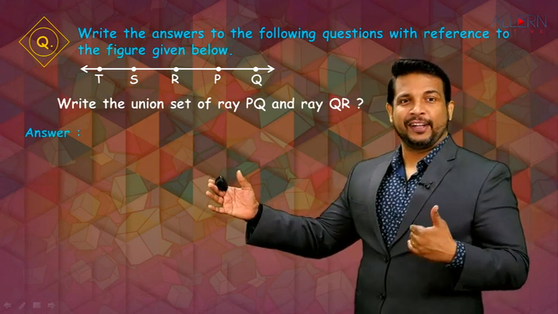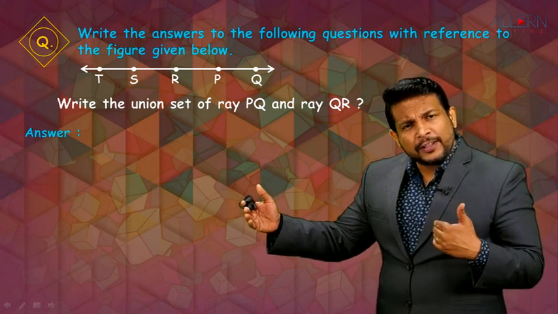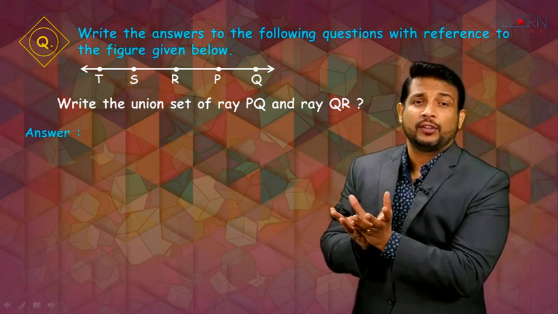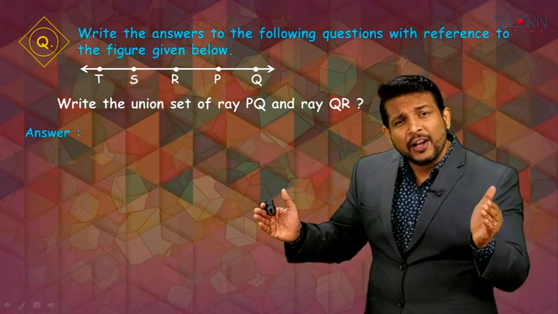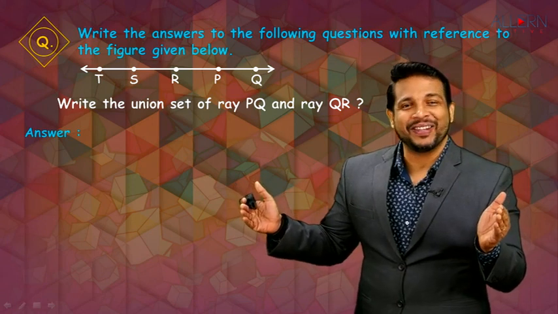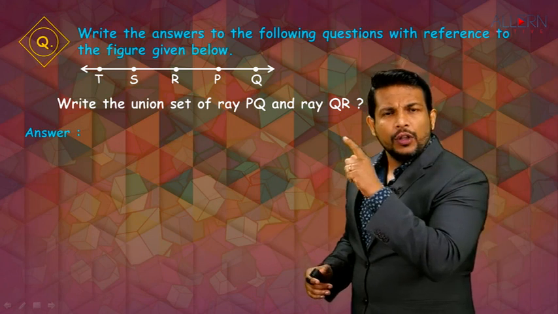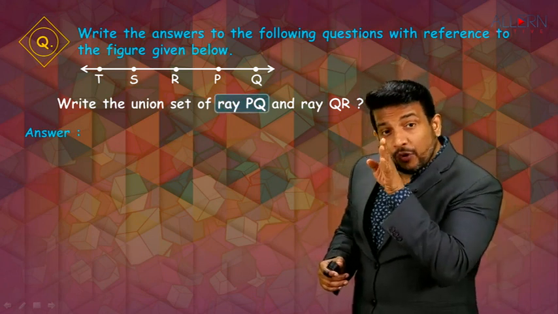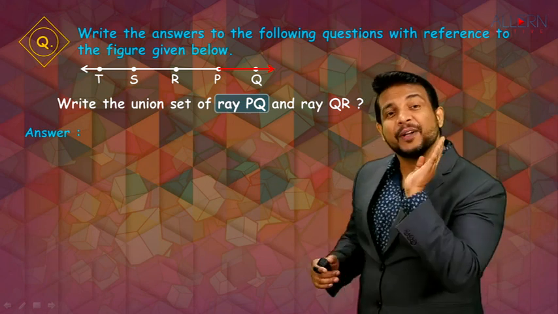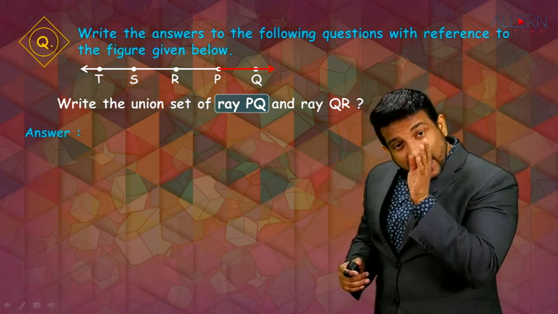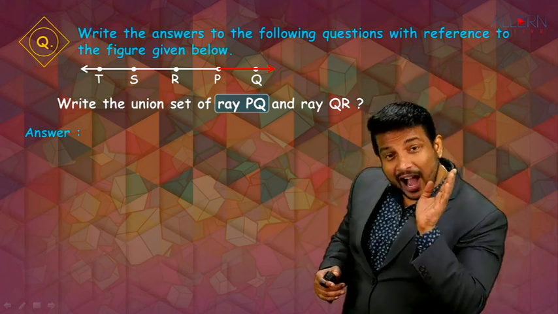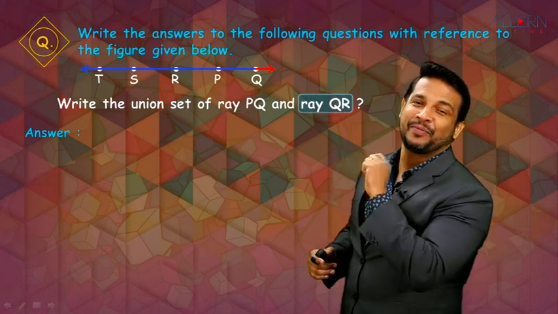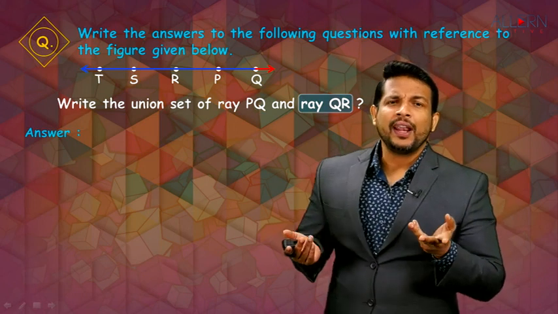Write the union set. So this time we are going to write the union. Union is nothing but, if there are two sets, everything included, the common and the uncommon elements, everything together, what it forms is nothing but a union, right? Let's understand. So let's identify the two sets, which are the ray PQ. So it starts from P, moves in the direction of Q. We got that. Ray QR starts from Q, moves in the direction of R. Beautiful.